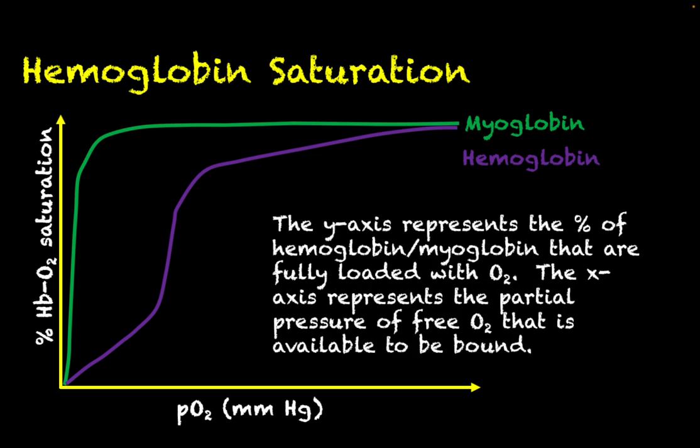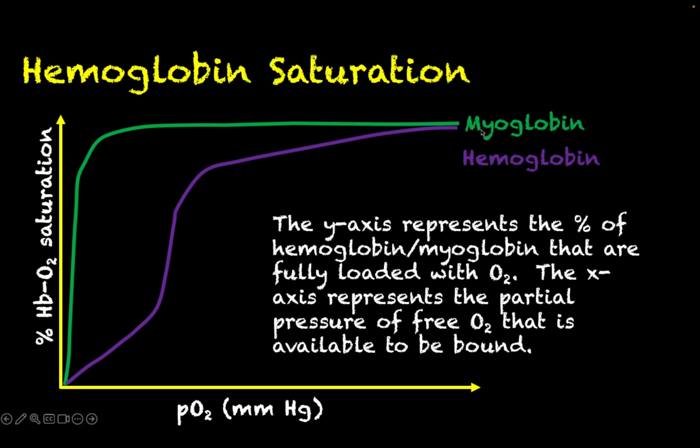So the y-axis represents the percentage of hemoglobin or myoglobin that are fully loaded up with oxygen. If you want 100% saturation of hemoglobin, you would want all of your hemoglobin molecules to carry the maximum of 4 oxygen per molecule. Myoglobin, if you're interested, can only bind to 1 oxygen at a time. So the x-axis represents the partial pressure of oxygen, of free oxygen that is available to be bound.